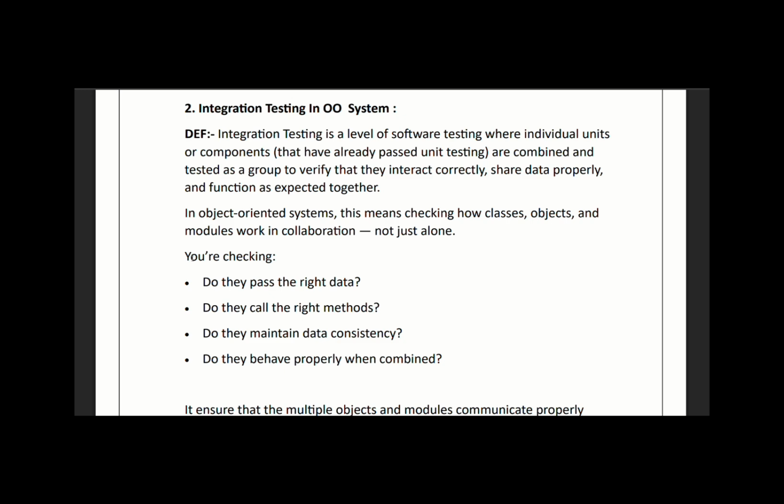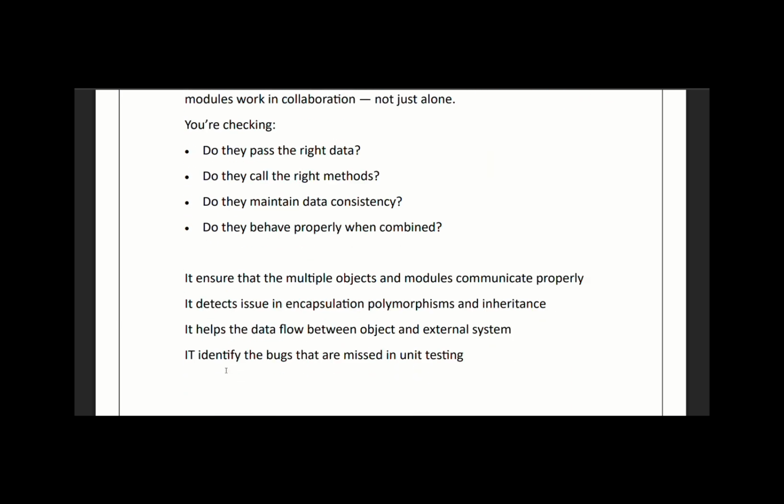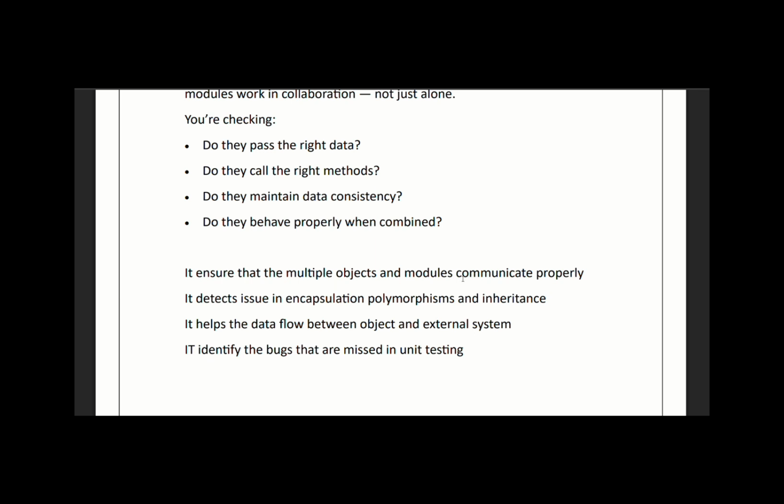Basically, you are checking: do they pass the right data? Do they call the right method? Do they maintain data consistency? Or do they behave properly when they are combined? It ensures that multiple objects and modules communicate properly. It detects issues in encapsulation, polymorphism, and inheritance. It helps the data flow between objects and external systems. It identifies the bugs that are missed in unit testing.